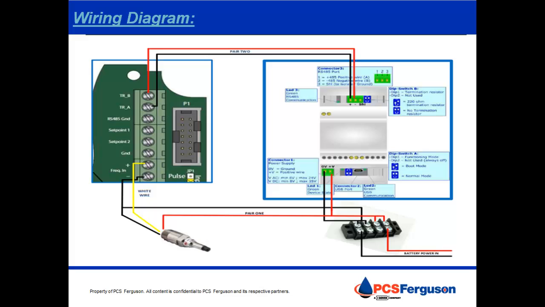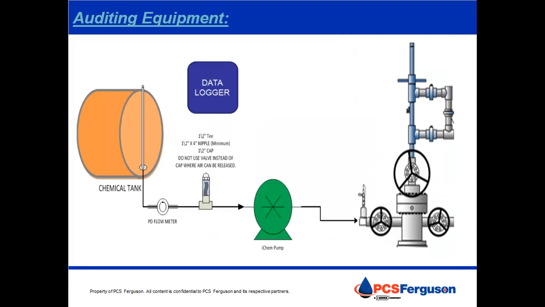Most of the wiring and programming has already been completed in manufacturing. However, note that the power supply for the auditing equipment comes from the pump's 12-volt battery source. Once the equipment has been installed, you'll want to test the system. After repriming the pump, inject chemical through the PD meter to ensure that the accumulated counts on the flow monitor are increasing.